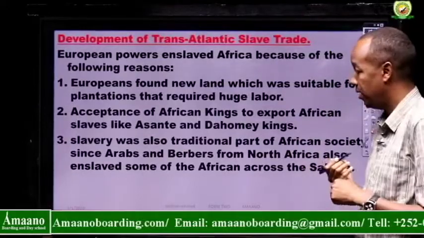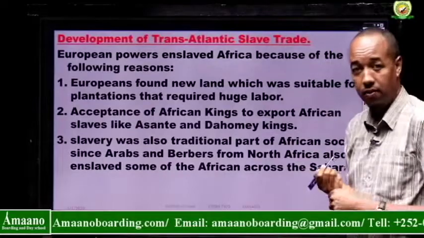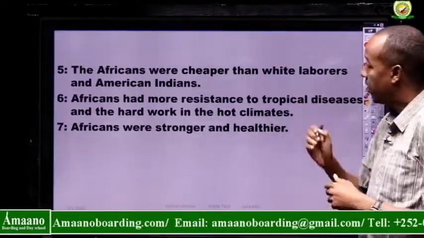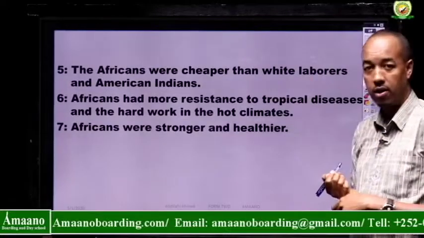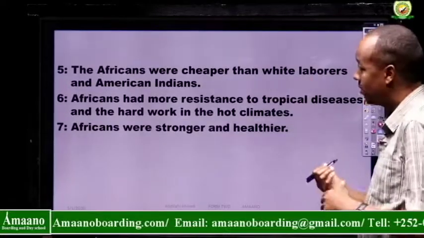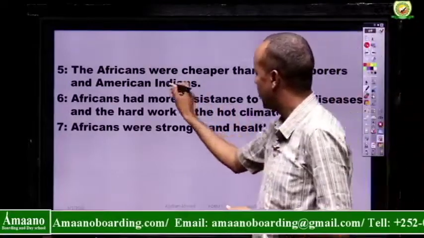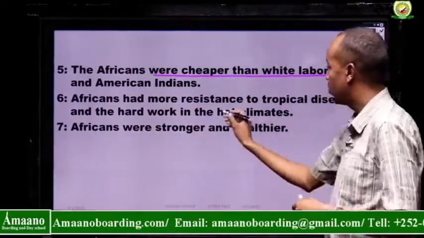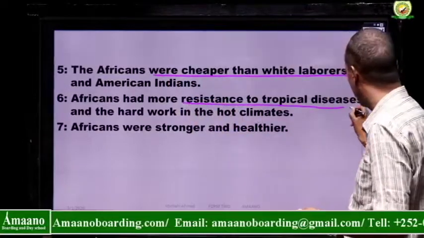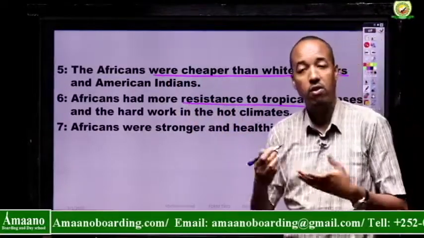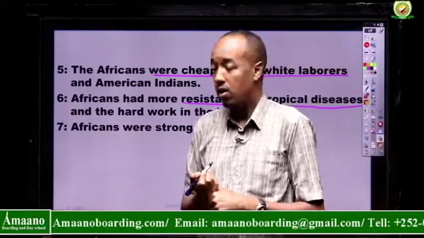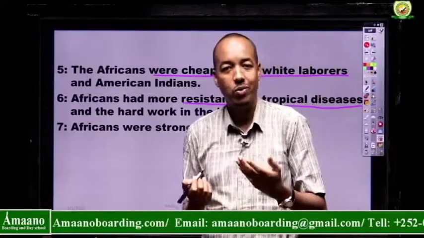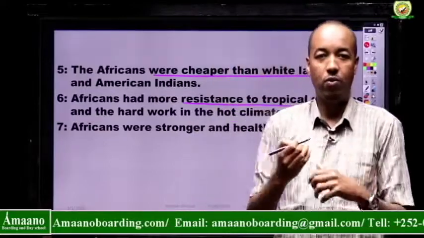What about the other reasons why European powers enslaved Africa, besides the new land they found, besides African kings accepting, and besides slavery being part of African life for many years? The Africans were cheaper than white laborers and American Indians. The other reason was that Africans had more resistance to tropical diseases. Africans were resistant to many diseases, like even malaria, and the diseases that used to kill the Indians.